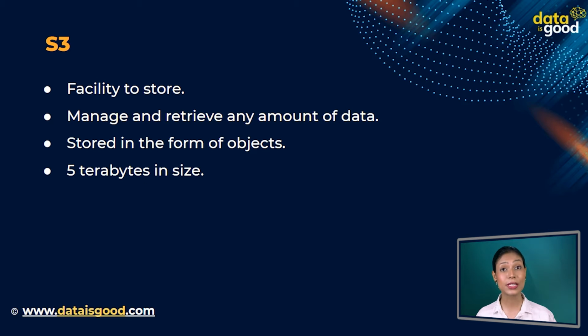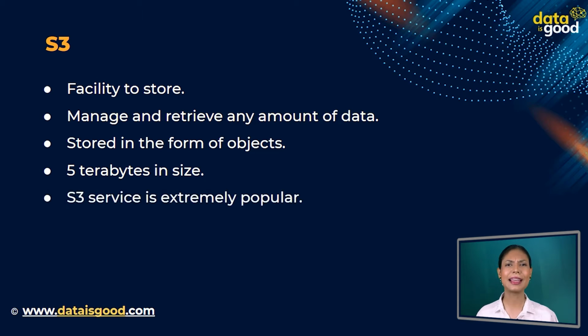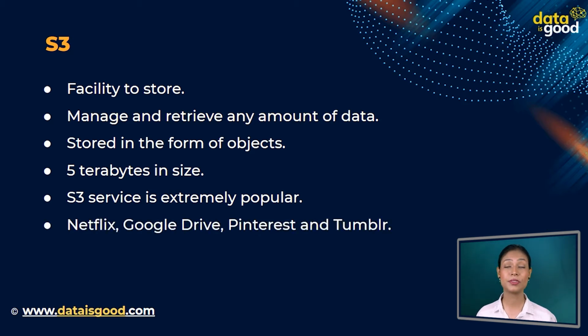Amazon itself uses S3 to store data and run its websites. S3 service is getting extremely popular, and every year the number of users using the service is growing. It is a very useful service and makes our work easier. Some well-known companies which use Amazon S3 to store data are Netflix, Google Drive, Pinterest, and Tumblr.